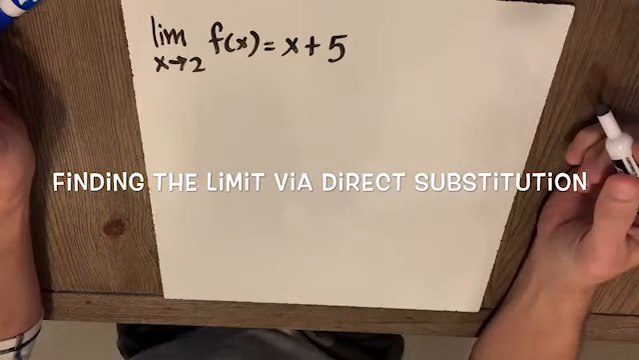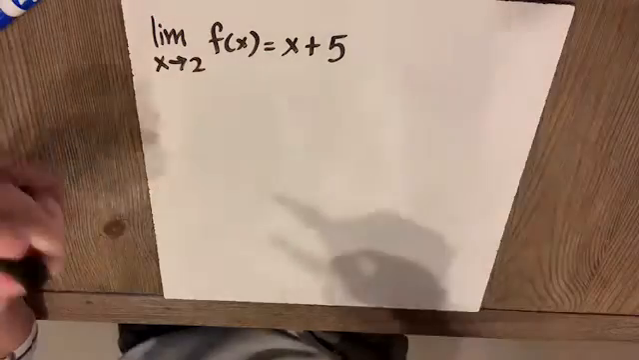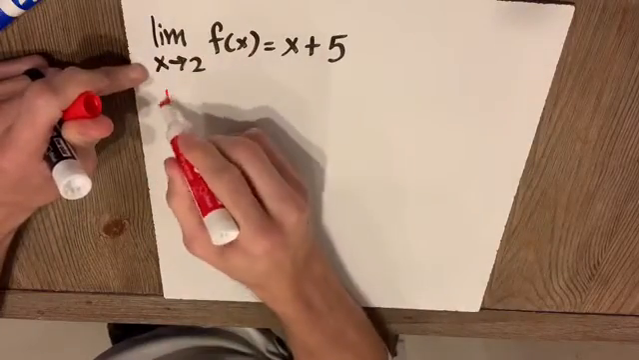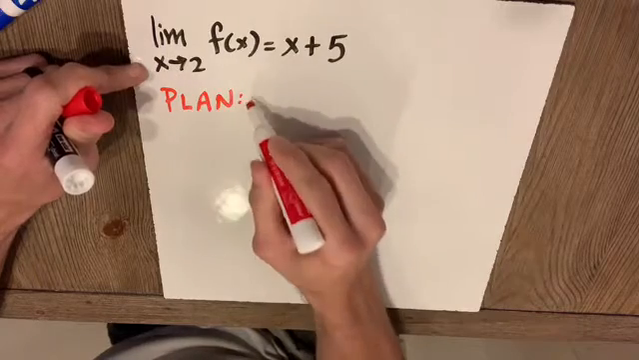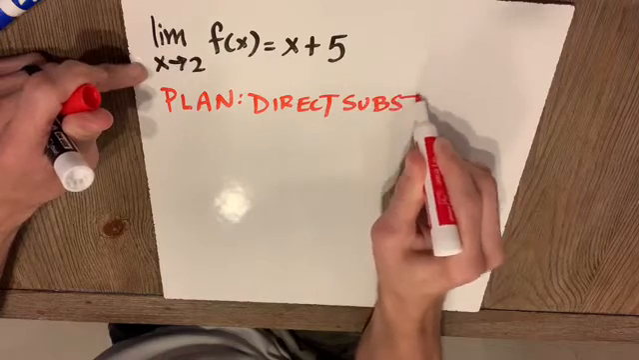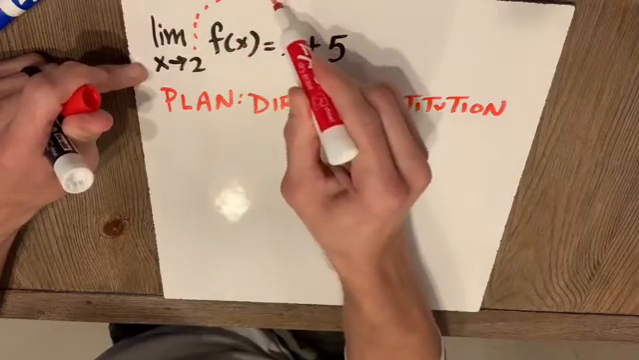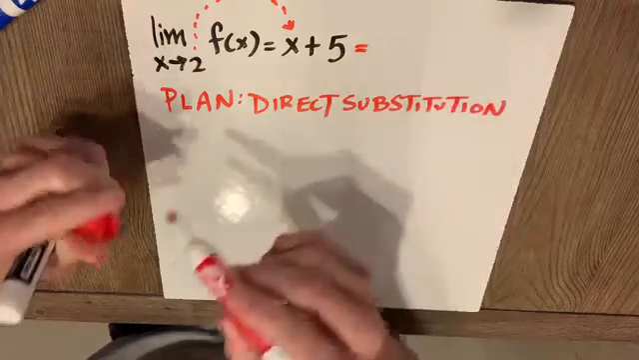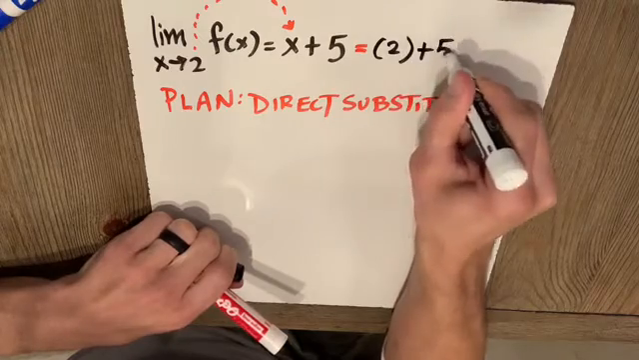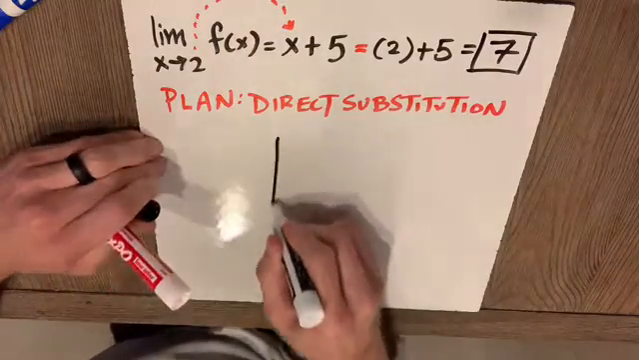When we have the limit of f of x as x approaches 2 of the function x plus 5, our first plan of attack, plan A, is always direct substitution. That means I'm going to put a 2 anytime I see x, because x is squeezing towards 2. Let's try it. 2 plus 5 is 7. That's our answer. Now, what does this mean?